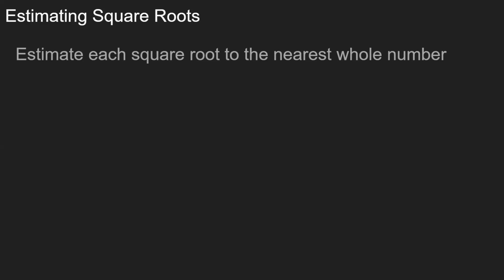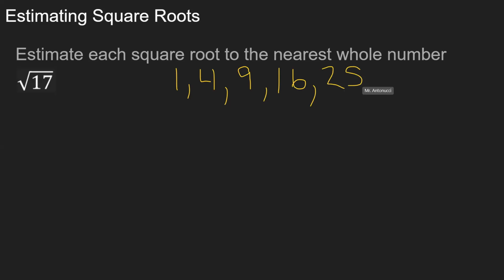All right, guys, in this video, I want to talk about how to estimate square roots. What we're going to do is estimate each square root to the nearest whole number. It helps if you write out the list of the first several perfect squares. So I'm just going to do that. 1, 4, 3 squared is 9, 4 squared is 16, 5 squared is 25. I'm going to stop there.